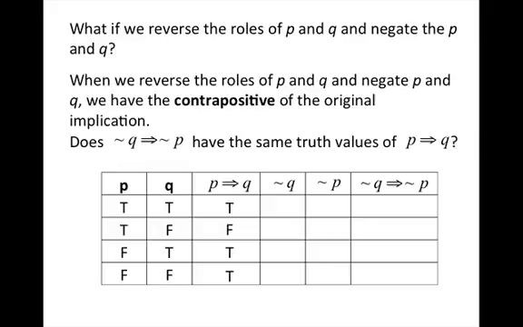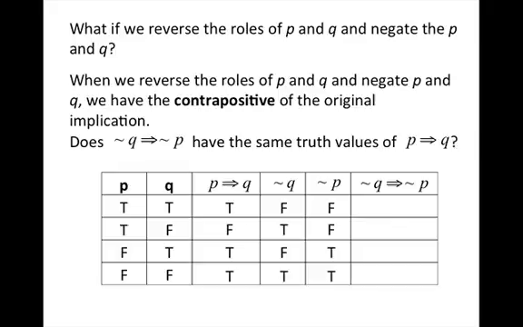Next, my not Q is the opposite of Q. Since Q was true, false, true, false, not Q is false, true, false, true. Next, my not P is the opposite of P. Since P was true, true, false, false, not P is false, false, true, true.